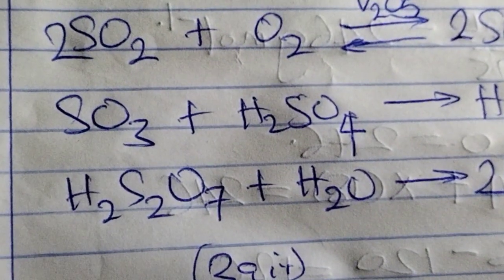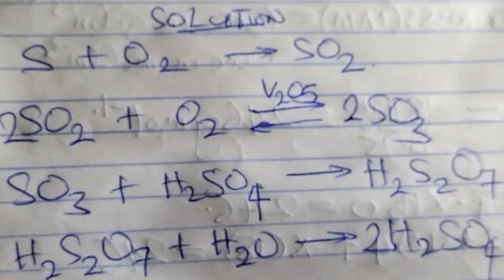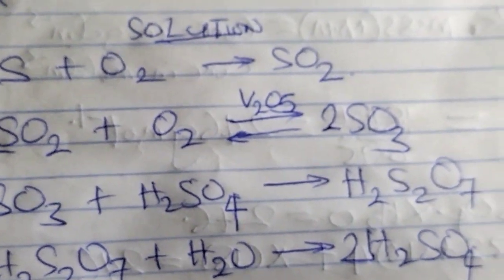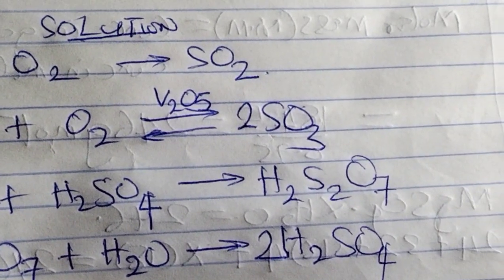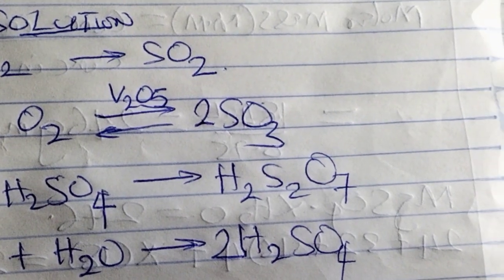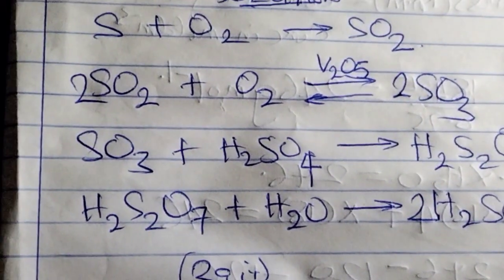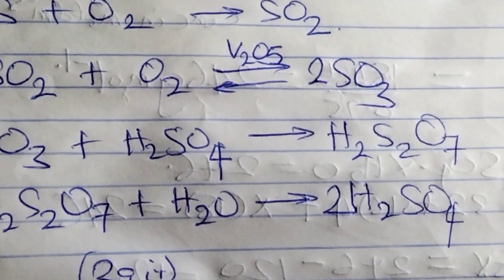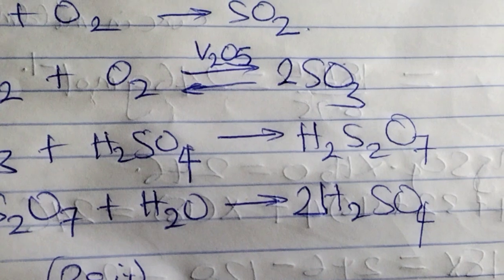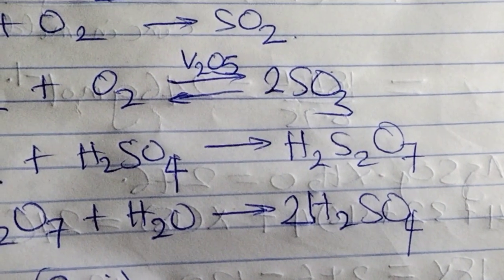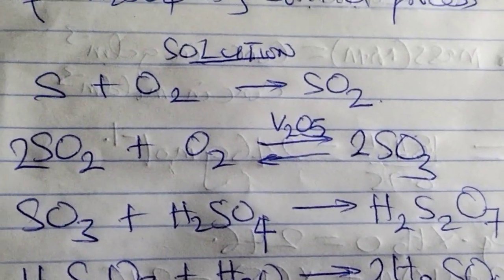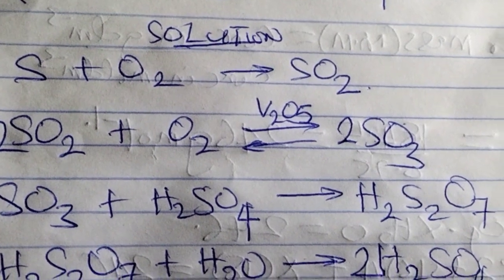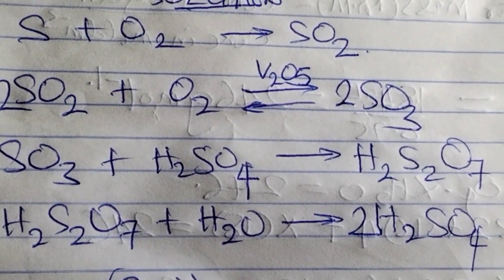The third equation, SO3 plus H2SO4, will give us H2S2O7. Then the fourth equation, H2S2O7 plus water will give us 2H2SO4. Mind you that the second equation bears a reversible sign and the catalyst on top of it. 4 equations here.